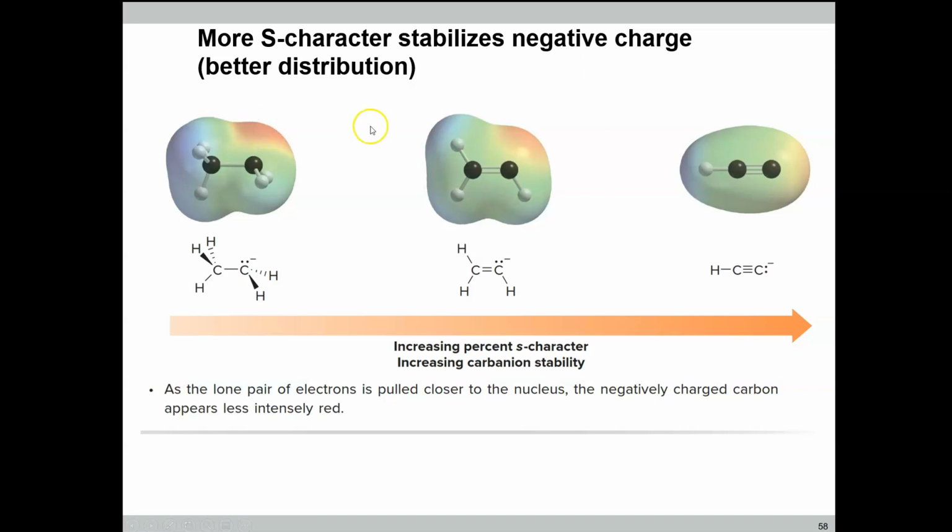On our heat map here, it's a little bit reduced, it's a little more orange than it is red, and then here it's mostly orangish, and it allows us to distribute that better. And again, when we have these harder, more concentrated negative charges, that makes it less stable. And when it's able to be distributed better, that makes it more stabilized. And when we have a more stabilized conjugate base, that allows the chemical reaction to happen more readily.